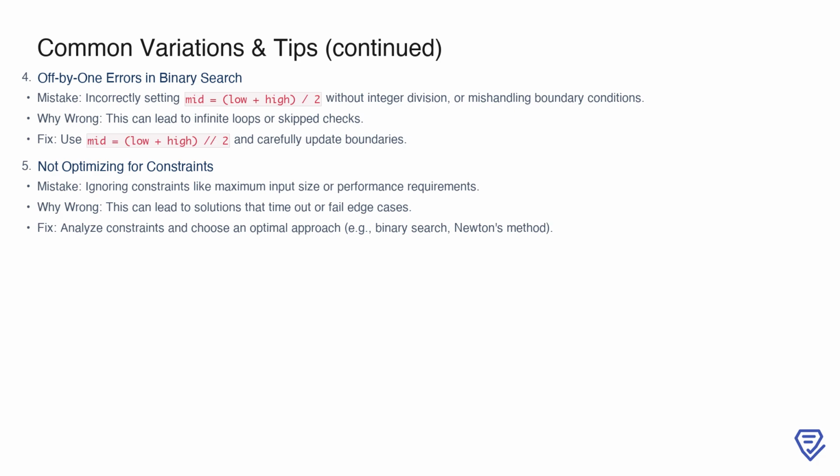Additionally, many solutions fail to optimize based on the problem constraints. For instance, if the input size is large or performance requirements are strict, naive approaches like brute force can lead to timeouts or inefficiency. Take the time to analyze the constraints and select the most optimal algorithm, such as binary search or Newton's method, to handle edge cases and maximize efficiency.